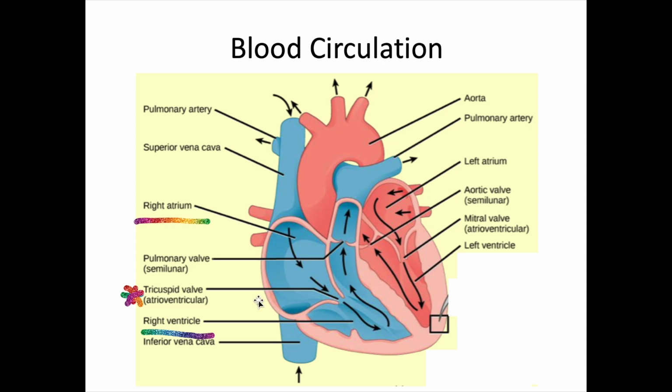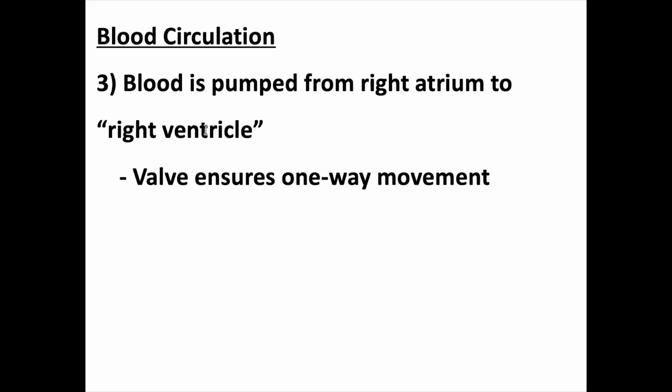And importantly, there is a valve here, the tricuspid valve, but don't worry about it, that makes sure this is one-way movement. We don't want any backwash. We don't want any of this circulation to go backwards, so a valve makes sure that it only goes in one direction. Blood is pumped from the right atrium to the right ventricle.